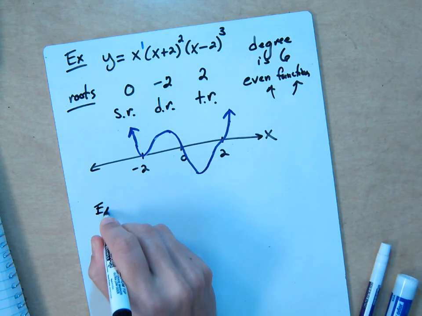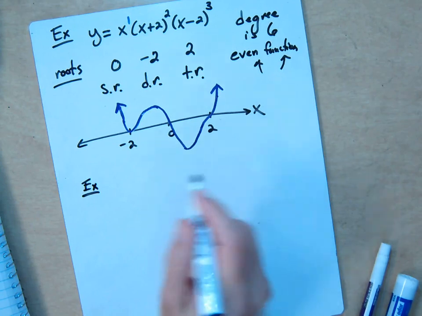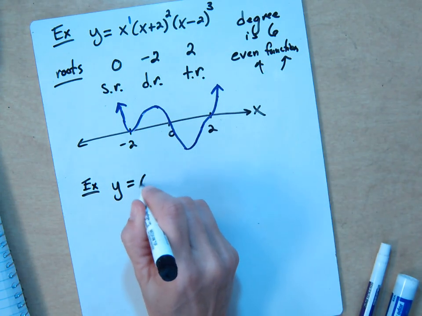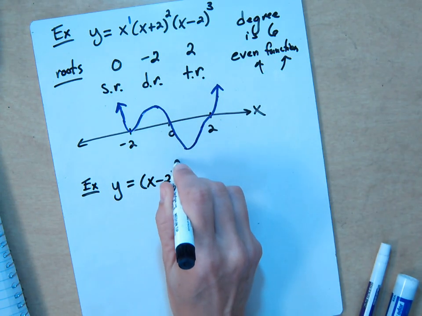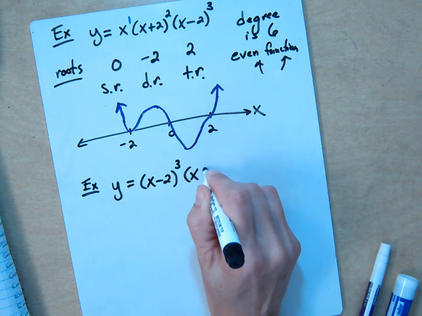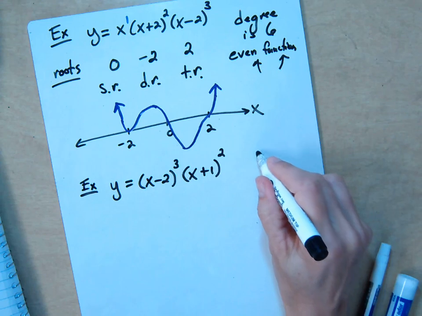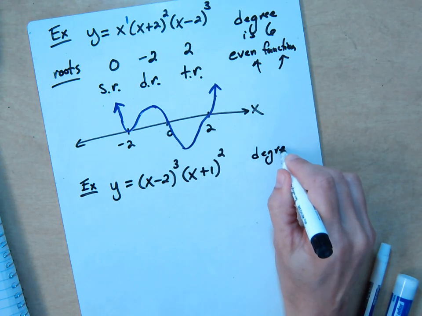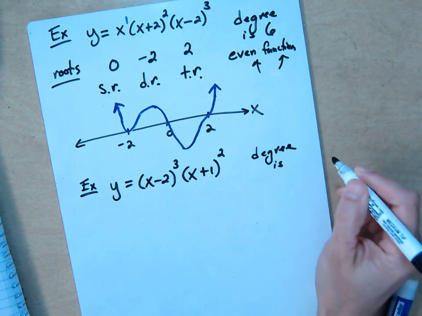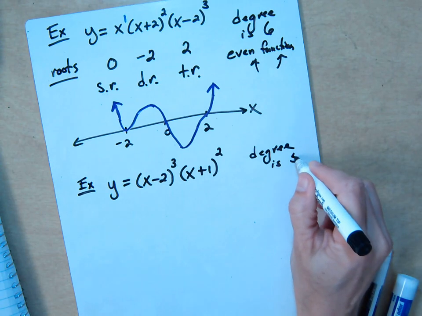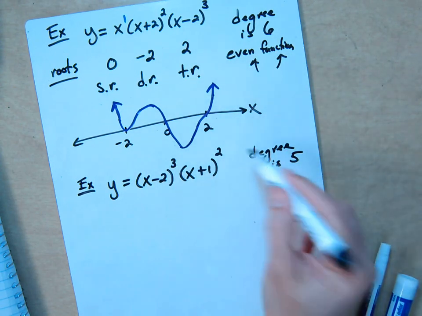We're going to do one more example. Let's try y equals (x minus 2) cubed times (x plus 1) squared. So what is the degree? 5, because if we add up the exponents we would get 5. 3 plus 2 is 5.